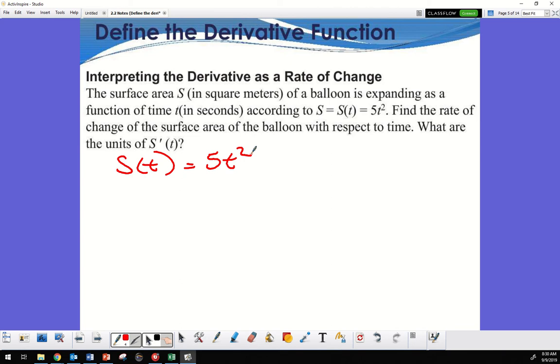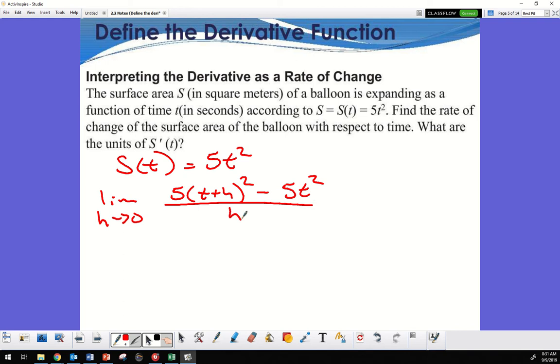So right now, let's start off with finding the derivative, finding the equation of the derivative. So it's going to be the limit as h goes to 0 of 5 quantity t plus h, right? Yeah, let's do t plus h, because I keep putting x. So t plus h squared minus 5t squared over h.